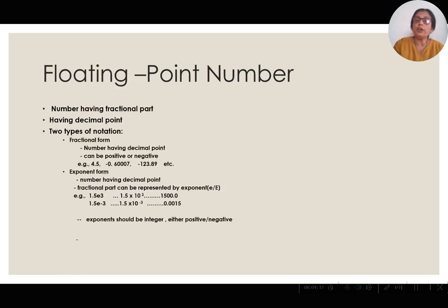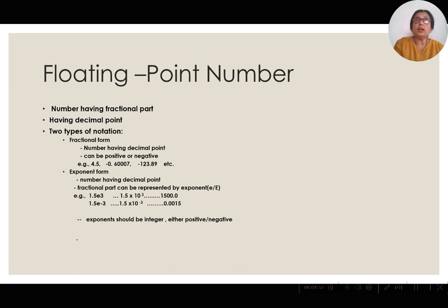Next is floating point numbers. Floating point numbers are your real numbers. This number has a fractional part. Any number with a fractional part means a number having a decimal point. That means an integer part and a fractional part. The integer part is before the decimal point and after it there is the fractional part.